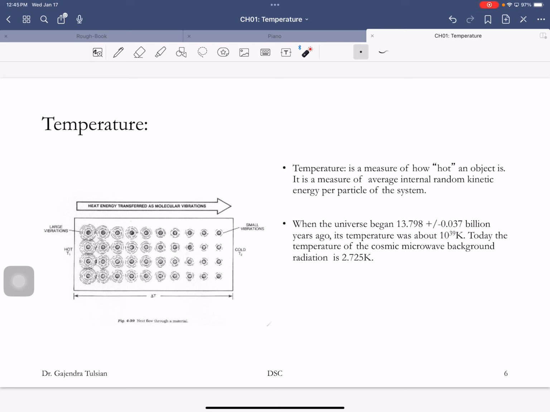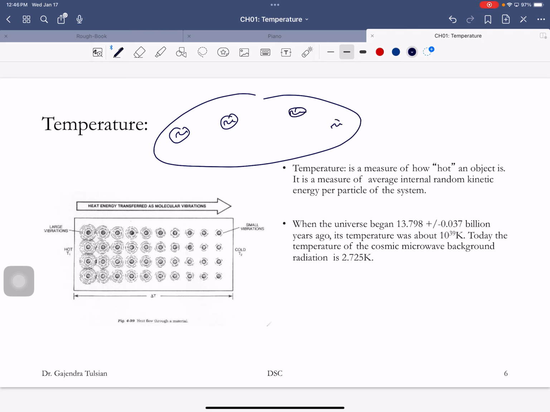So temperature is a measure of how hot an object is. It's a measure of the average internal random kinetic energy per particle of the system. Okay. So here's a couple of interesting numbers. When the universe began, 13.8 billion years ago, the temperature of the universe was 10 to the 39 degrees Kelvin. And today we are bathed in electromagnetic radiation, and the temperature of this radiation is 2.73 Kelvin. Okay, that's the cosmic microwave background radiation.